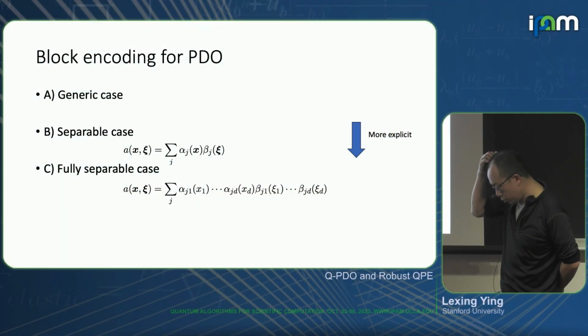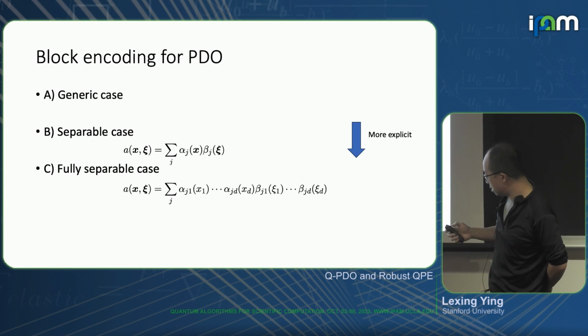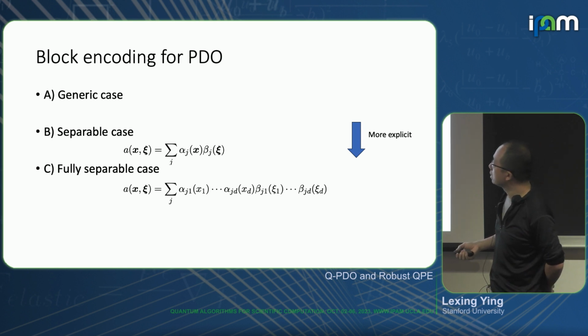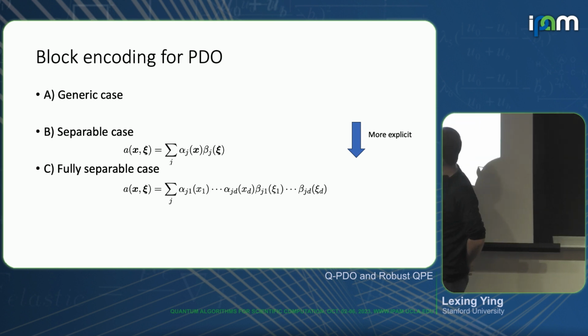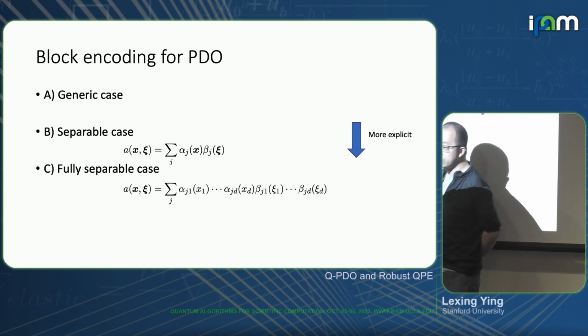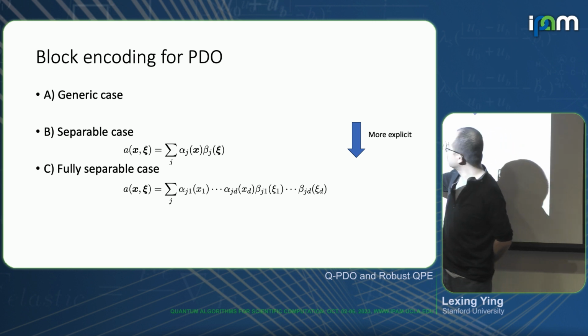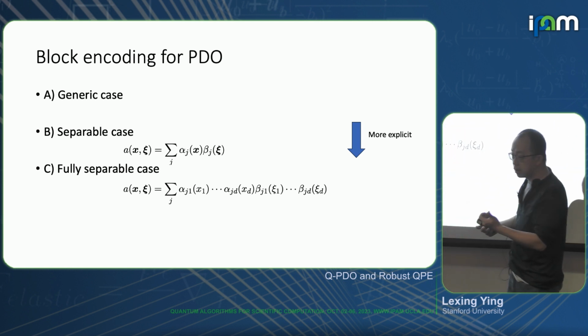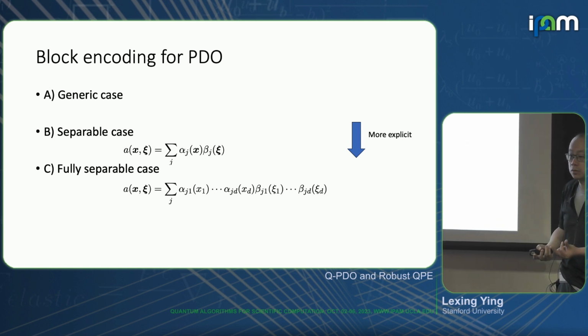Now, because we are working with d-dimensional objects, in many cases you can do something slightly better, which is called the fully separable case. Fully separable means that not only can you decouple alpha and beta, you can in fact decouple the different modes in alpha and the different modes in beta. In some sense, the alpha_j(x) itself can be written as a product of functions which each depend on only one single dimension.